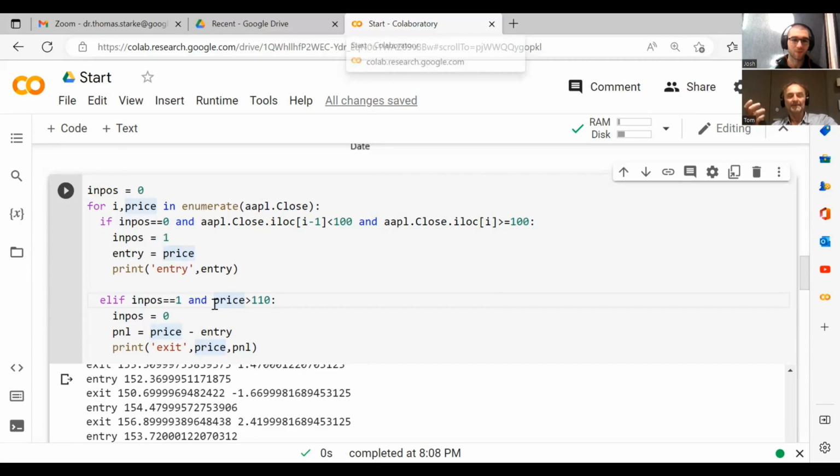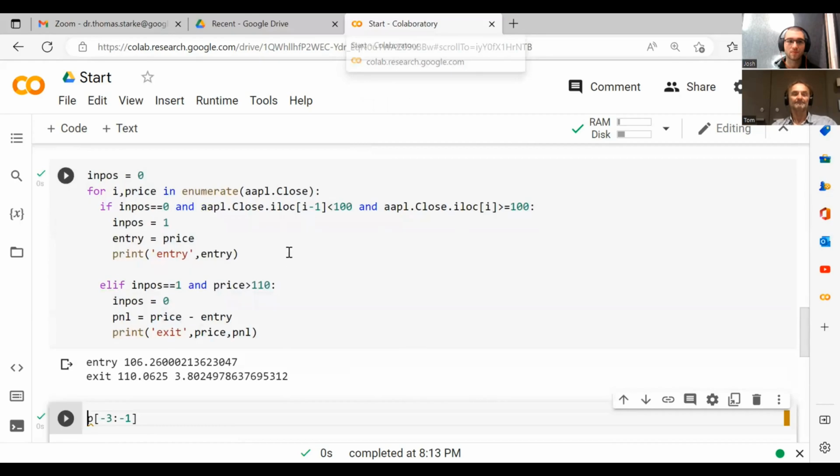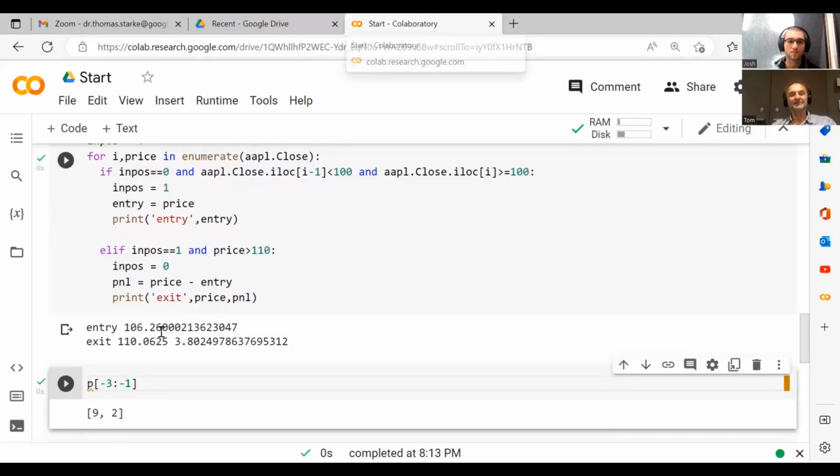Now, let's just test whether that's actually true, so we shouldn't see a lot of entries and exits. We should see some, because we know it goes over 100 and it goes over 110. Maybe we should only see one, or maybe even two. We don't know, but let's just check this out. Okay, so we see one entry, one exit.